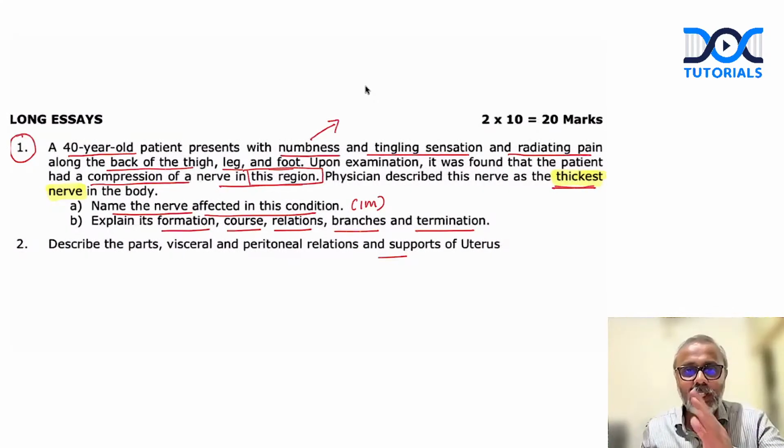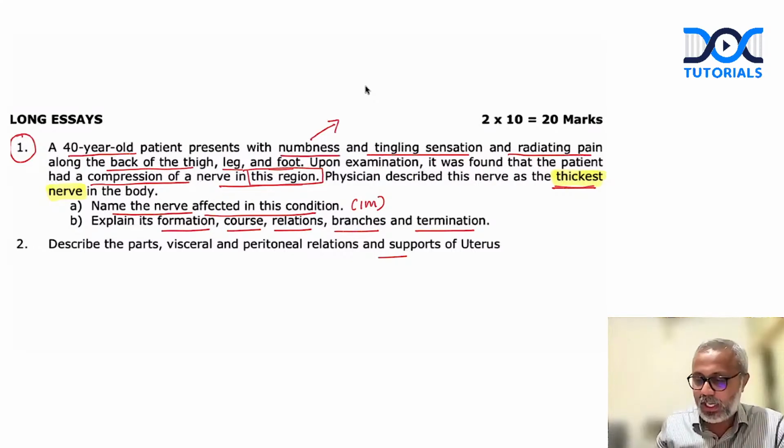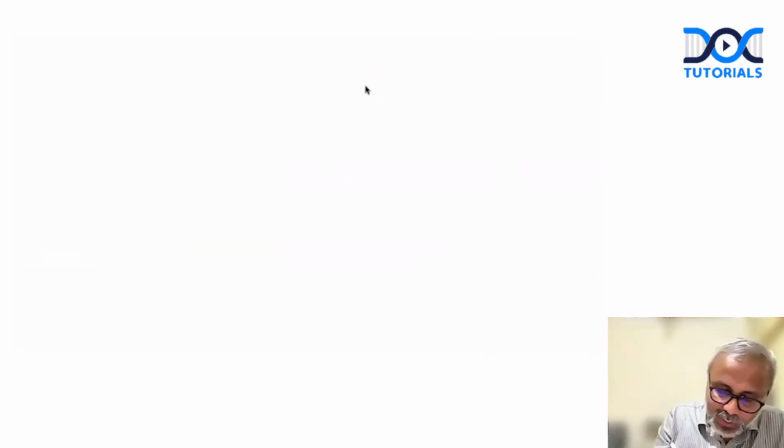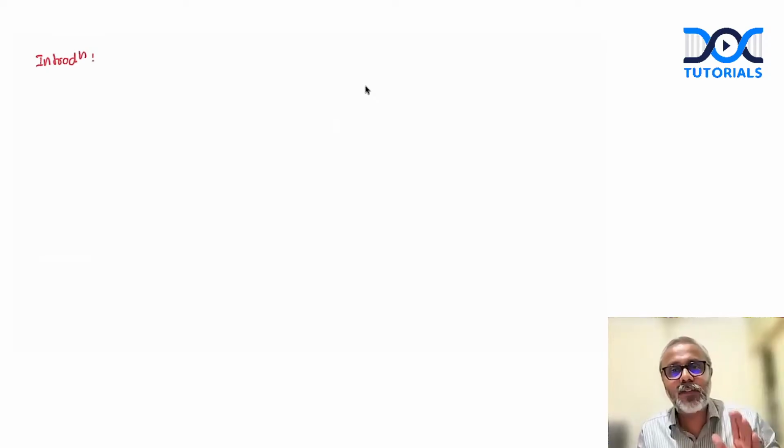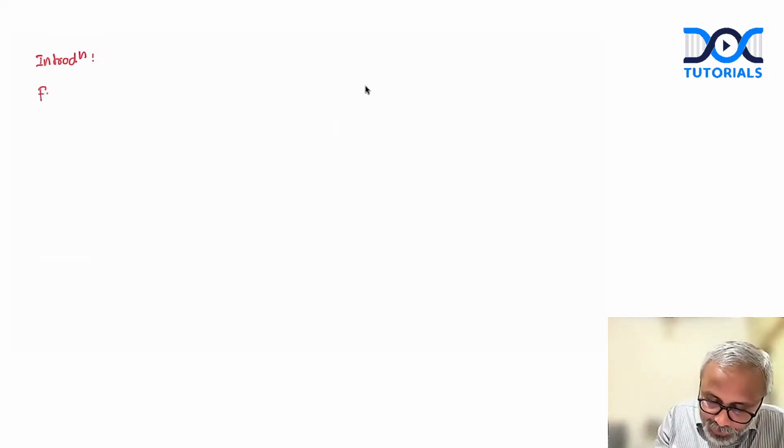Now we need to describe the sciatic nerve in detail. How to do it? Right? Again, they have given the headings. So we can start with one line of introduction. What is sciatic nerve? It is given in the question itself. Sciatic nerve is the thickest nerve in the body. Done. Then comes the question, how the nerve is formed.